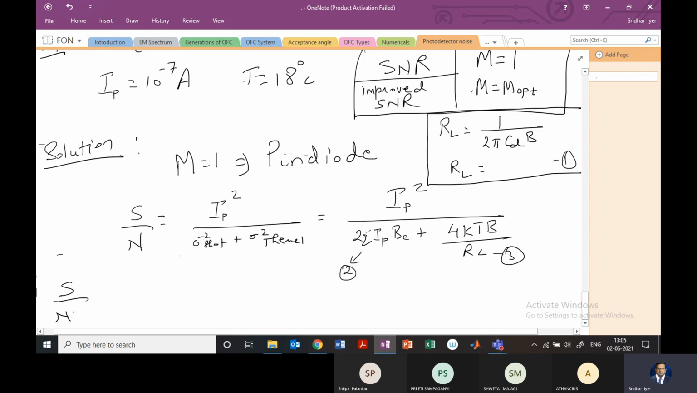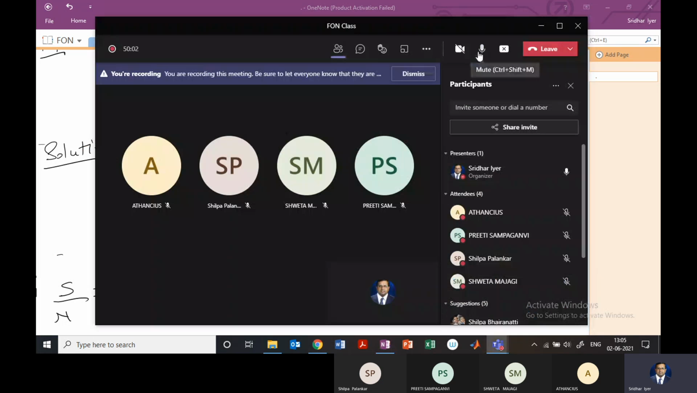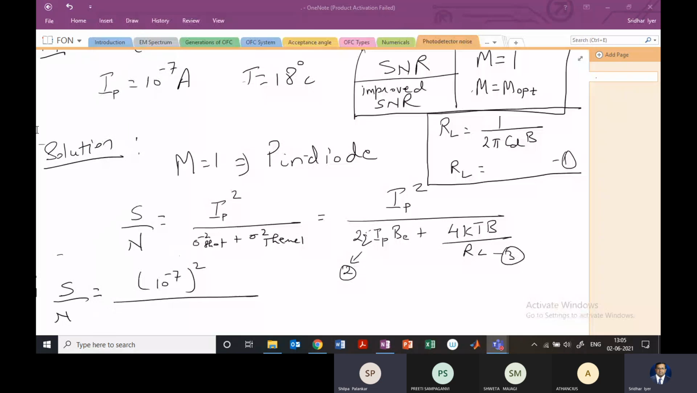So signal to noise ratio, we know already IP, so 10 raised to minus 7, and you'll square it. Now we need these two values, sigma square shot and thermal. So just take a minute and see what answer you get here. So RL is 636.6.